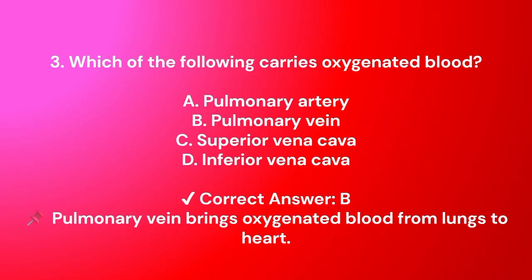3. Which of the following carries oxygenated blood? A. Pulmonary artery, B. Pulmonary vein, C. Superior vena cava, D. Inferior vena cava. Correct answer: B. The pulmonary vein brings oxygenated blood from the lungs to the heart.